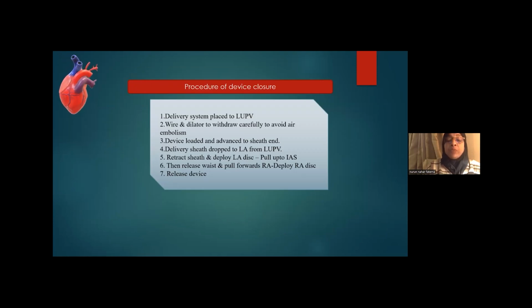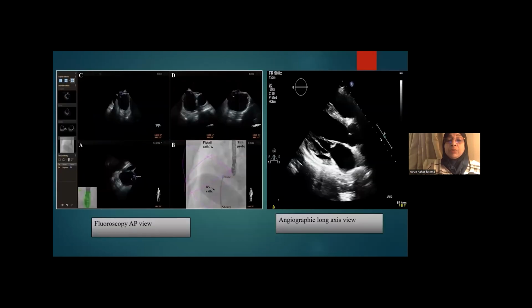Now, we are discussing the procedure of the device closure. We should place the delivery system to the left upper pulmonary vein, then we should place the wire and dilator, and we should do all those things accordingly. Those who are interventional cardiologists, they know how to do it.